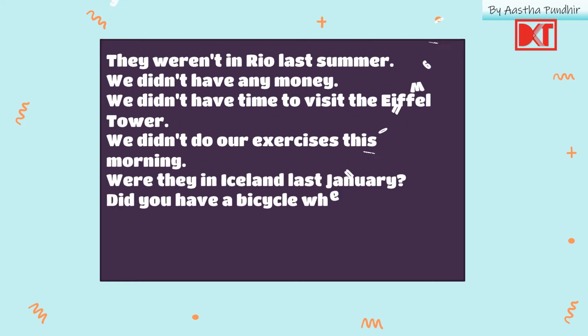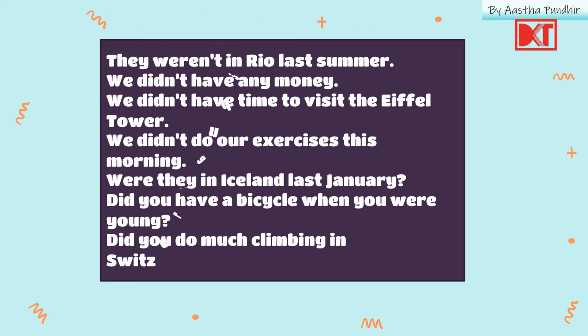Alright, so now these are a few examples of simple past. Just so you see, they weren't in Rio last summer. So simple past, negative, they were not. Right, यहाँ पे to be का conjugation हो रही है in the past tense. They were not in Rio last summer. Completed action in the past कि last summer Rio में थे ही नहीं, action complete हो गया.